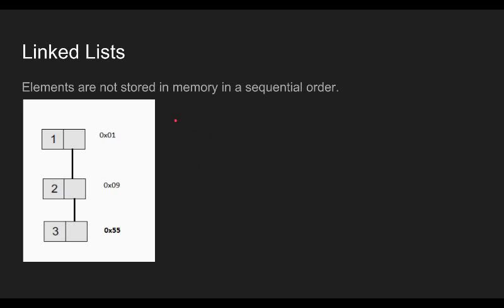In linked lists, elements are not stored in memory in a sequential order. They are mapped in memory randomly. Like we see here, the first element is stored at, for example, memory address number 1. The second element is stored at, for example, address number 9, and so on. They are not in a sequential order.